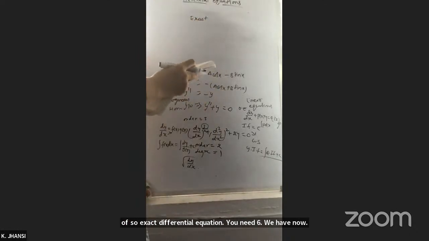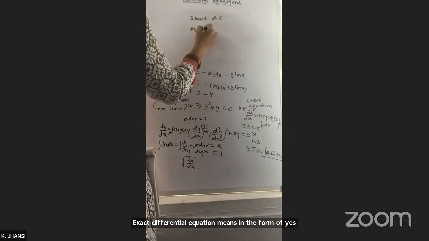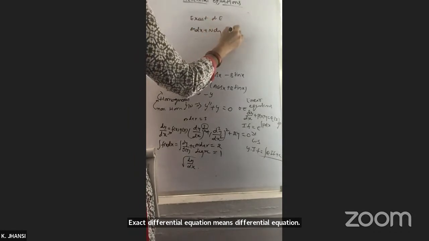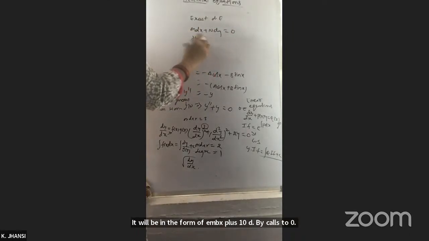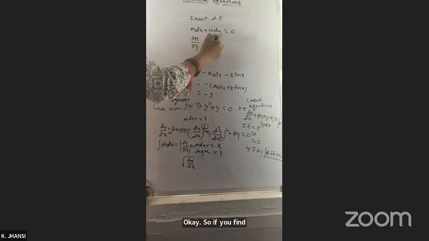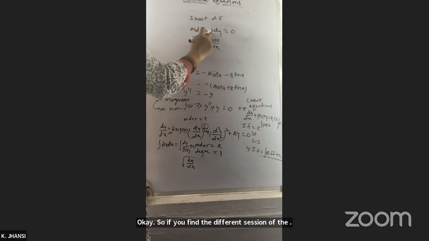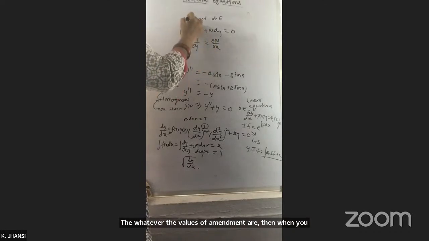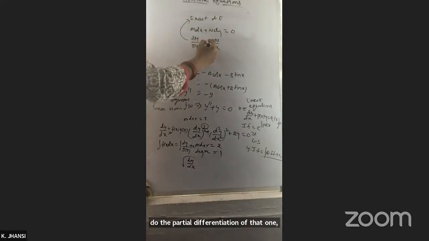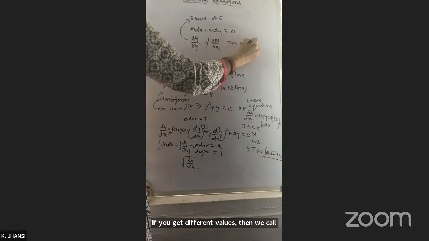Exact differential equation means a differential equation in the form M dx plus N dy equals 0. If you find the partial differentiation, dou M by dou y and dou N by dou x, whatever the values of M and N are, when you do the partial differentiation and you get the same value, then we call it an exact differential equation. If you get different values, then we call it non-exact.